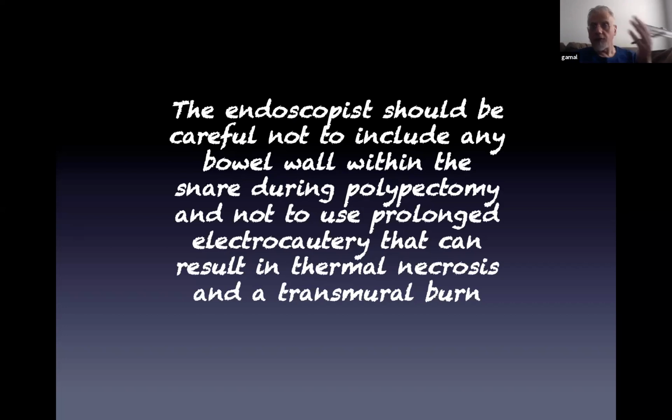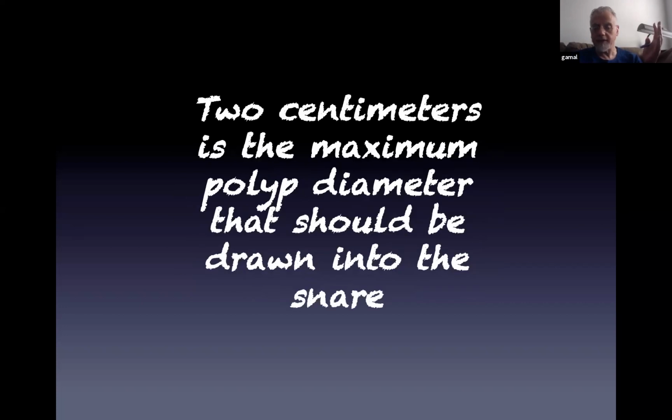So don't really put any bowel wall in your snare when you're taking a polyp out because you definitely increase the risk. Ideally, you shouldn't really be taking polyps larger than 2 centimeters if you're doing a polypectomy because you also increase the risk of perforation.